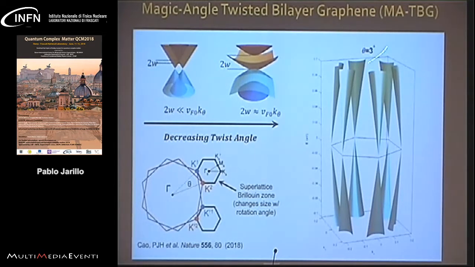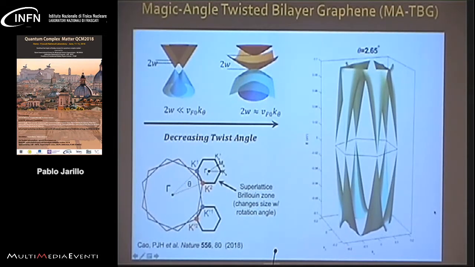This is for rotation angle 3 degrees. Within this energy window, this just looks like graphene, Dirac cones, okay? 6 Dirac cones coming out of the K and K prime points, and they're reciprocal. The first thing that you're going to see is that as I rotate the angle towards smaller angles, because my real space lattice is going to get longer, that means that my superlattice Brillouin zone is going to get smaller, okay? And then you will see also the evolution. So let me run this video.